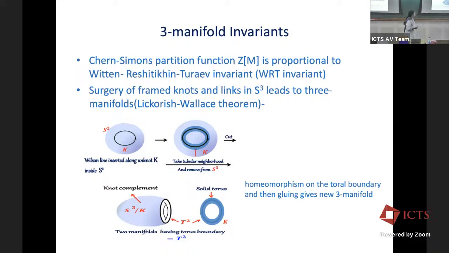Simple examples like S2 cross S1 can be seen because, in partition function language, by canonical quantization in Chern-Simons, I can say the partition function is 1. I can find what transformation I should do on this partition function to get the partition function for S2 cross S1. So this is the procedure, and we should quantify it. By the Lickorish-Wallace theorem, the partition function for other three-manifolds I should be able to rewrite in terms of framed knot and link invariants.